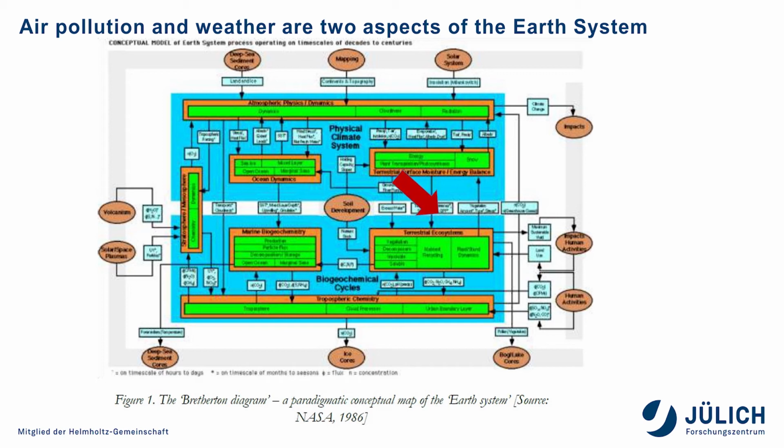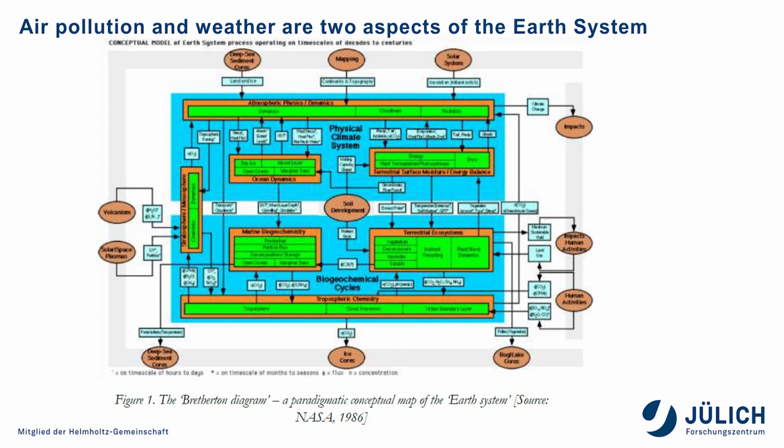And then in the middle, you see two major blocks. On the top, the physical climate system, on the bottom, the biogeochemical systems, and they're coupled through manifold interactions. They're also structured. In the physical climate system, you see on top the atmospheric physics and dynamics, then ocean dynamics and terrestrial surface, moisture and energy balance. Newer versions of this diagram would also put the cryosystem as a separate system there. And on the bottom, you have the biogeochemical cycles, again split into marine biogeochemistry, terrestrial ecosystems, and tropospheric chemistry.